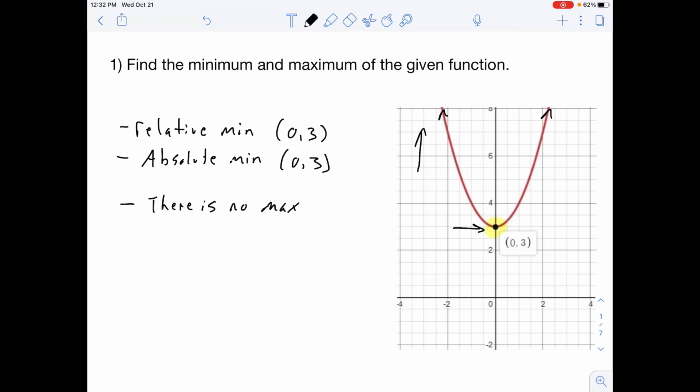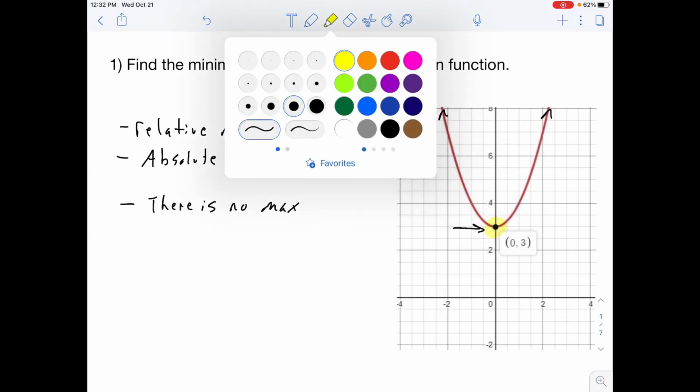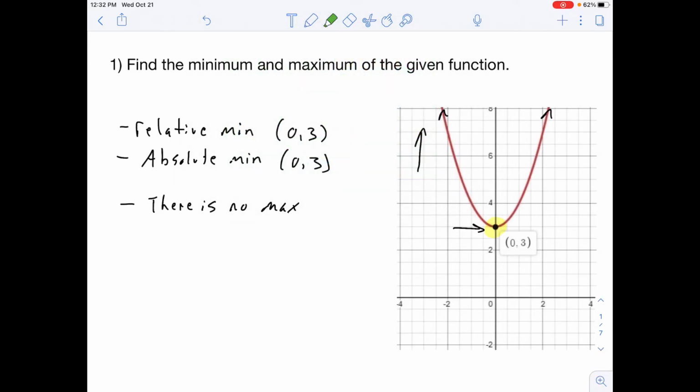Now, if you were to restrict your domain somehow, so if you were just looking from, let's say, here to here on your domain values, then yes, you would have a max, which would be a relative max, right here, and this would be a relative min because you restricted the domain. We're not restricting it here. We're talking about the max and mins over the entire function. So therefore, this 0, 3 is the only minimum we have, and it's both a relative and an absolute min.